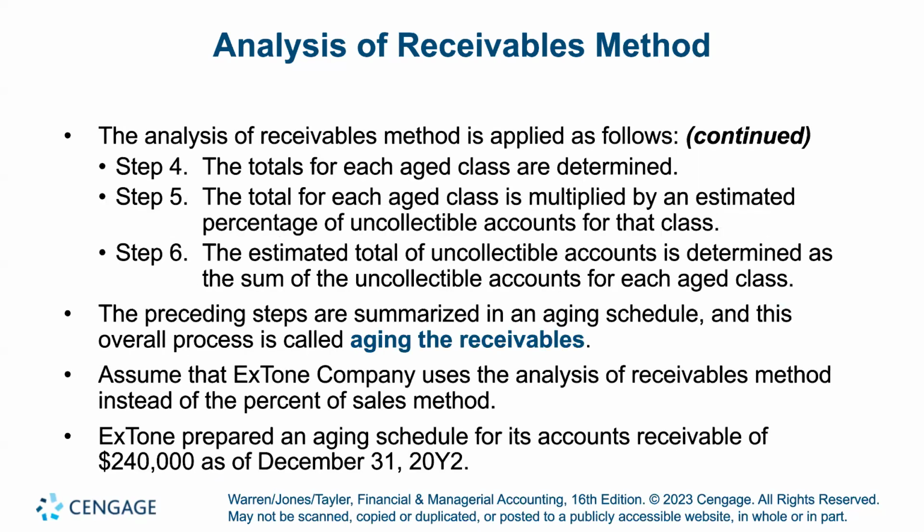We then total up each of the aged classes. We multiply each age class by its estimated percentage uncollectible. And then we take the sum, or add up the totals, of each of those classes. So this is our overall process for doing the analysis of receivables method.